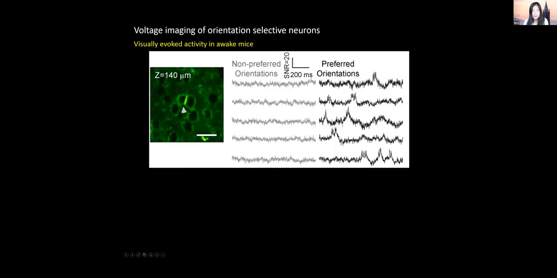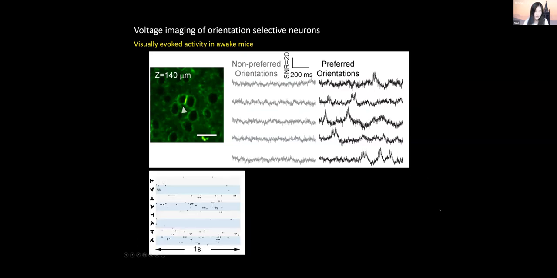And we can also look at the sensory evoked voltage activity. For example, here is a neuron we are looking at in the primary visual cortex. You can see that if we present to the mouse a visual stimulus that is not preferred by this neuron, then we do not see much voltage activity. But under the preferred orientation, we can see a lot more, both subthreshold and single action potential generation.